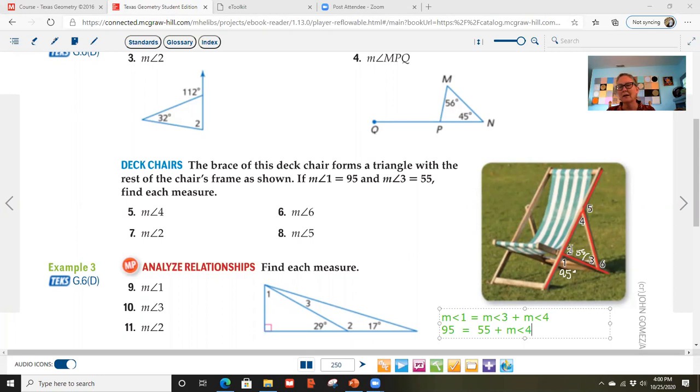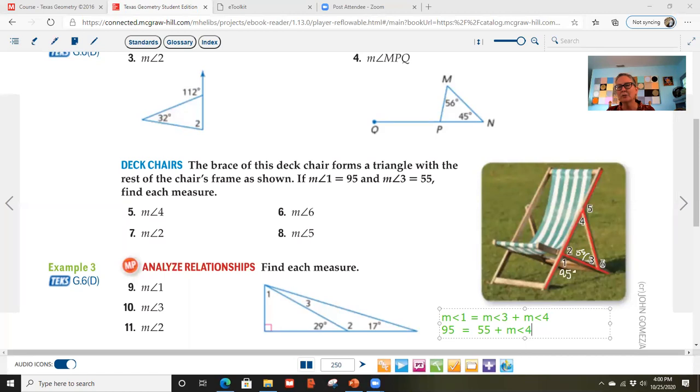Like maybe they'll ask you, now that you know the measure of angle 4, you could easily find the measure of angle 2, because 55 plus 40 plus the measure of angle 2 has to equal 180. That's the triangle angle sum theorem. That's how you could get that answer if I assigned this problem.